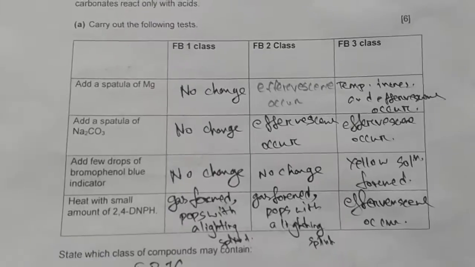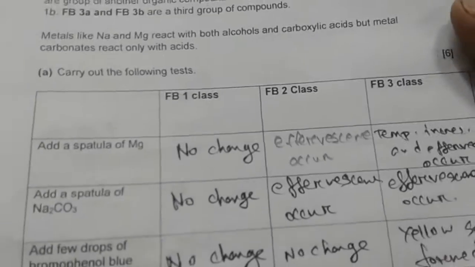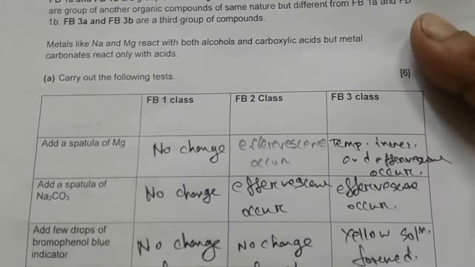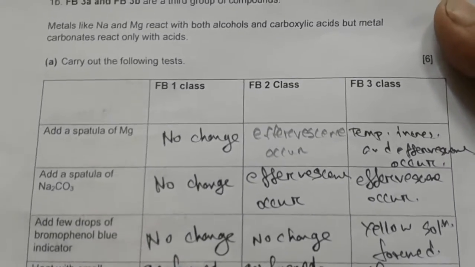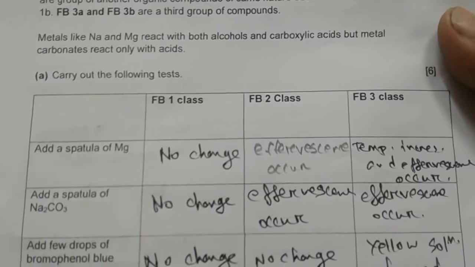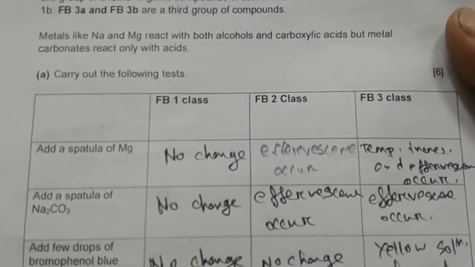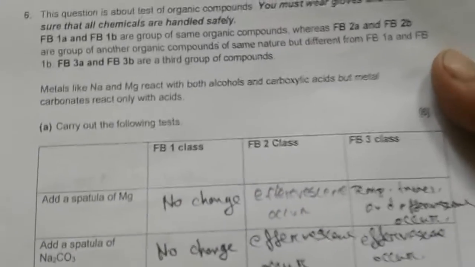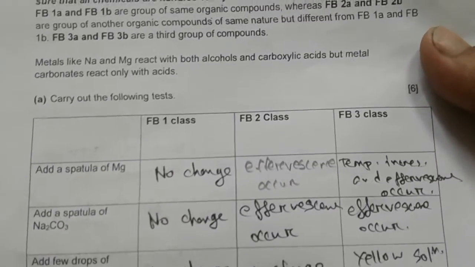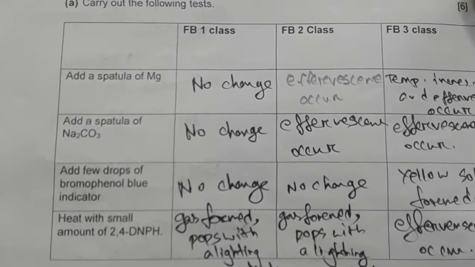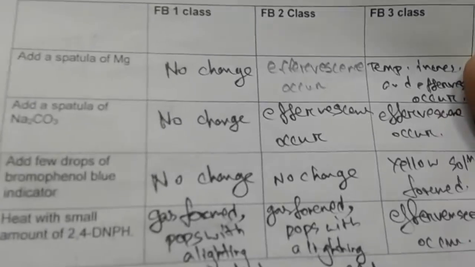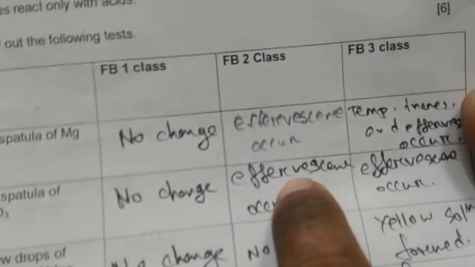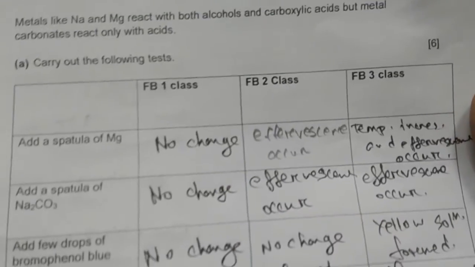Fb2 class, the candidate wrote that effervescence occurs, but there should not be any effervescence. Maybe the candidate's test tube was not cleaned properly. But Fb2 class should not give any change with sodium carbonate or magnesium, because Fb2 class reagents are aldehydes and alcohol-containing reagents. So it should not give any effervescence with sodium carbonate at least.